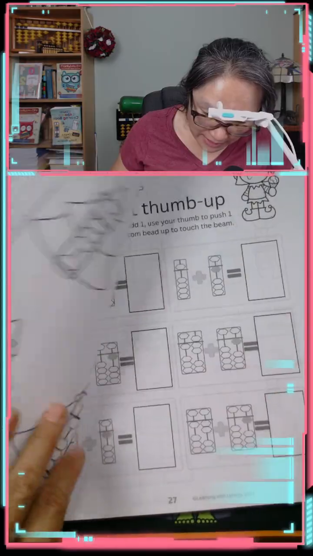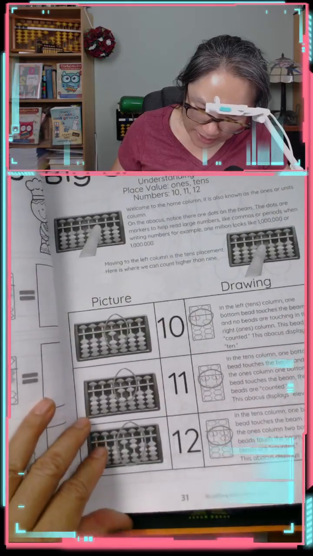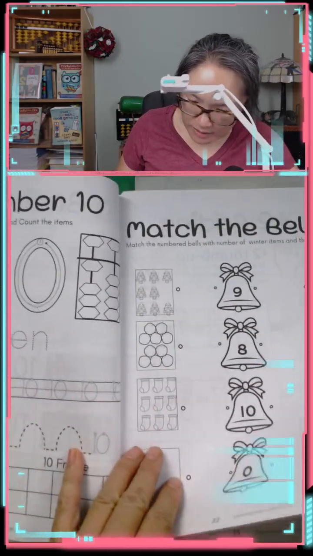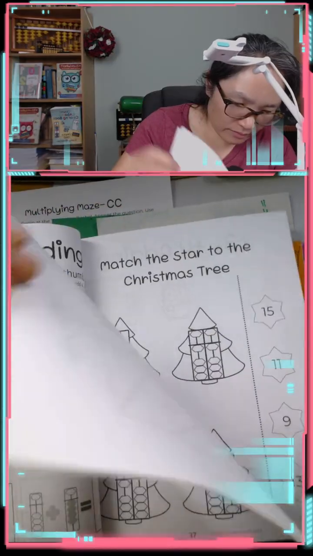And then this is adding. So we go all the way to 9. I think we go all the way to 9. We might go to 10. Yep, we go to 10. Sorry, I take that back. We go all the way to 10. And then we talk about double digits. And then this is just print out.